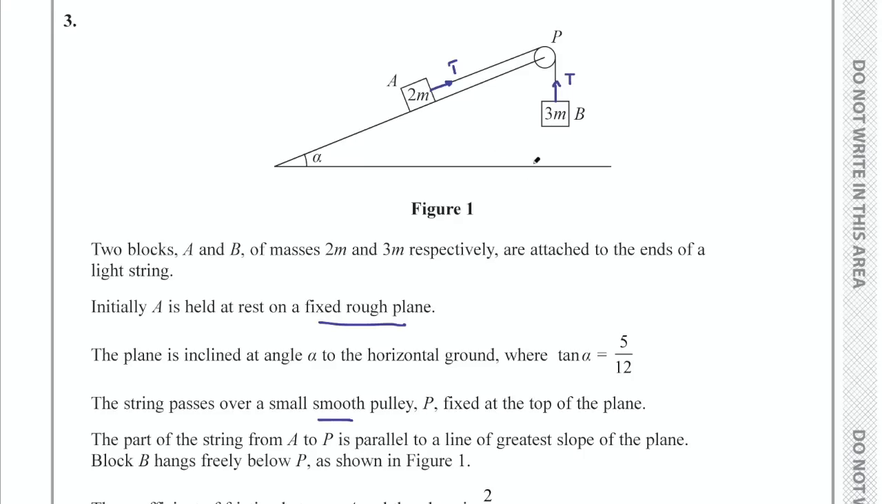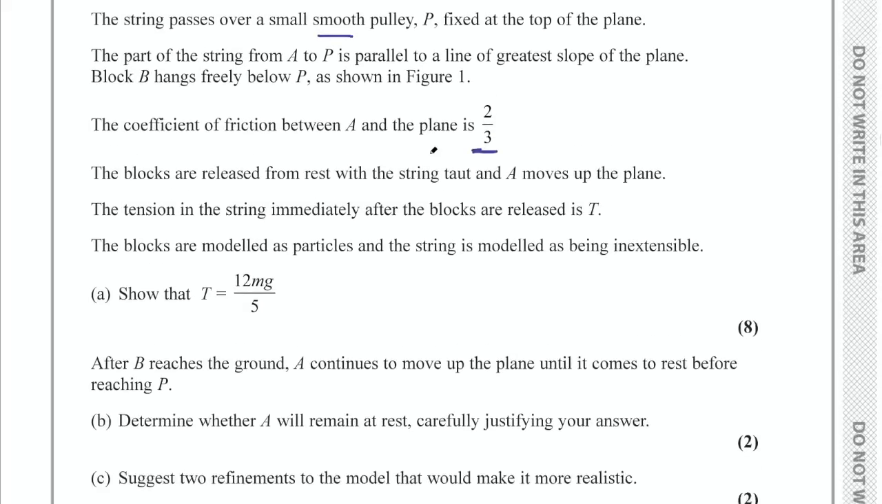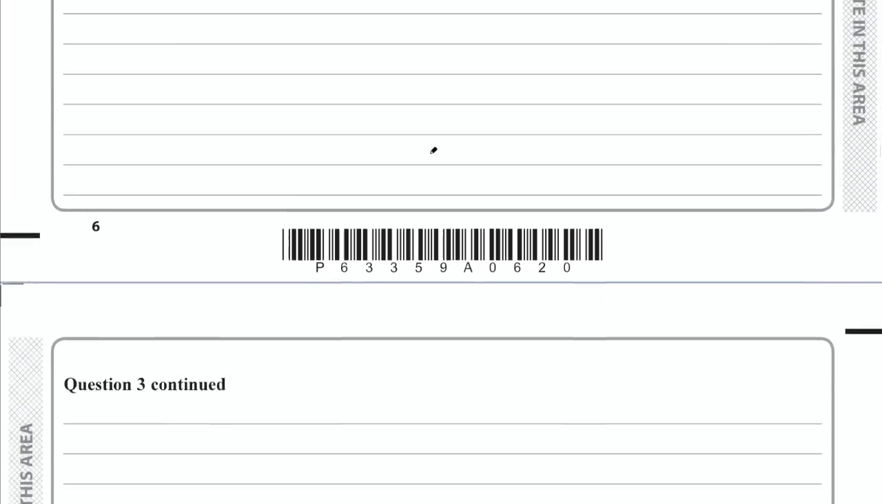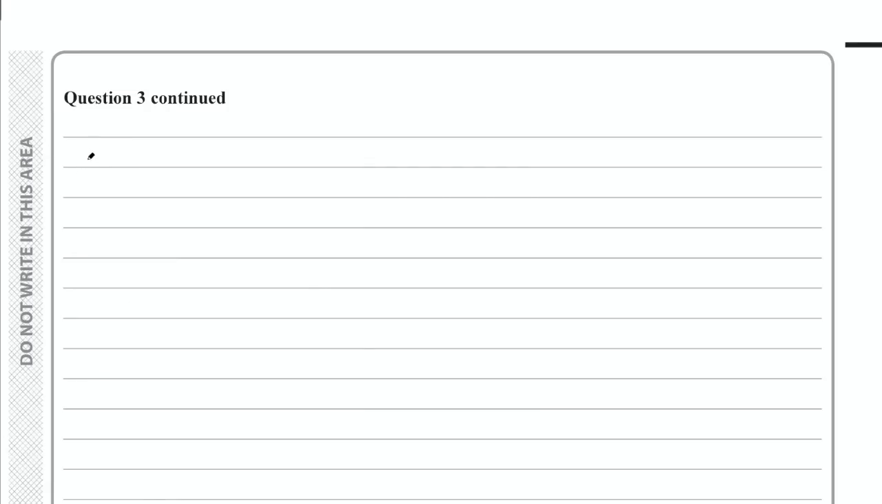And we can go ahead and find the net force on each one. For B, we're going to look at it vertically. For A, we're going to look at it horizontally. And essentially it becomes a simultaneous equations question. So let's go ahead and get started on that then. For part A, I might start this on the next page. We're going to need plenty of room here.